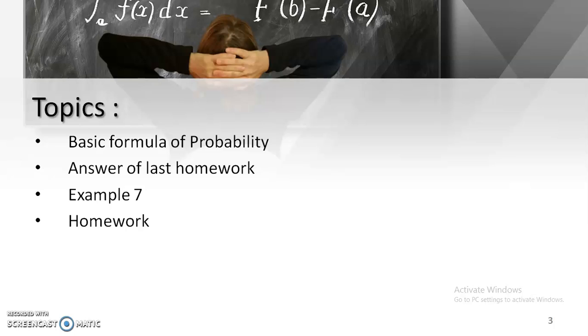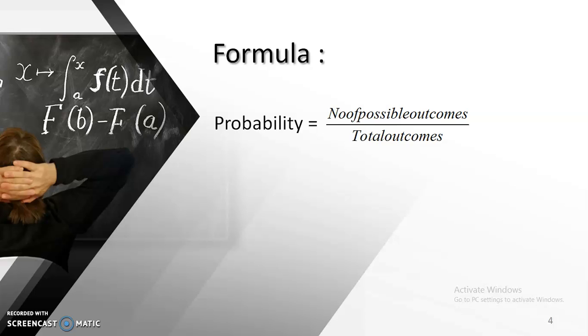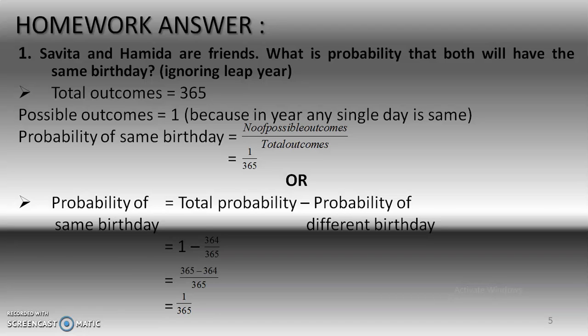Starting with the first, the basic formula. The basic formula of probability equals the number of possible outcomes divided by total outcomes. It is already known. So go to the next, the homework answer.